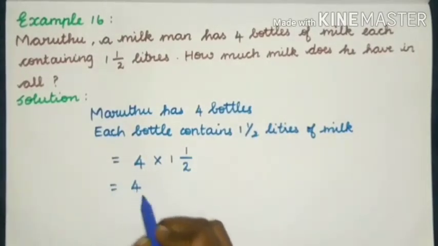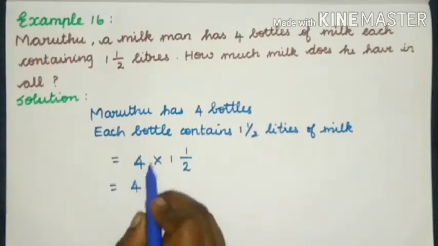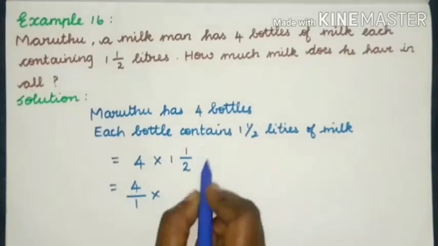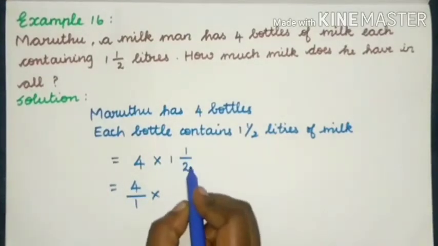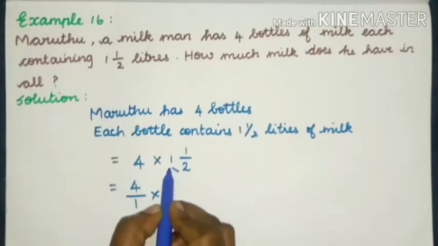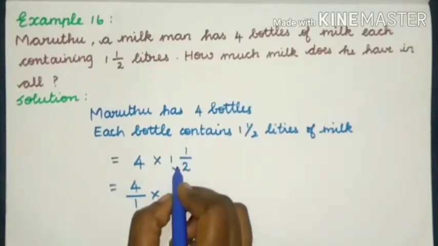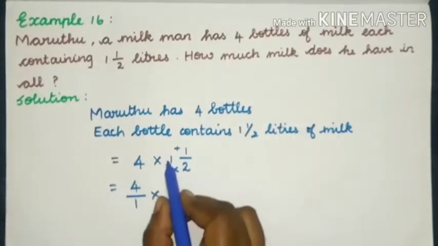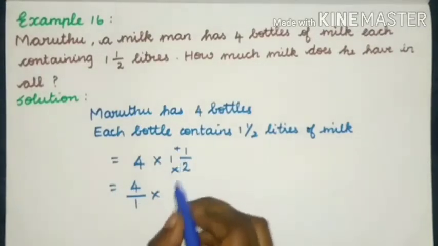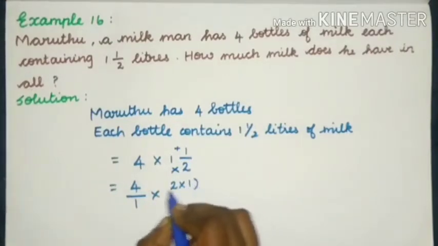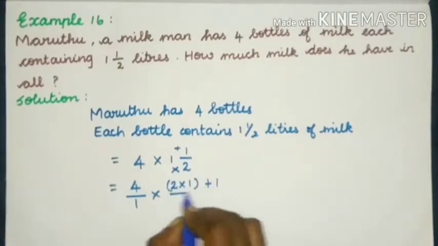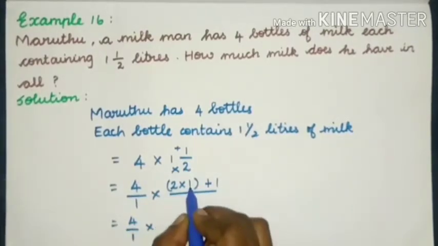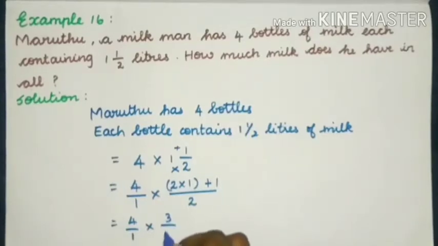First we have to represent this whole number 4 as 4 by 1, and you have to change this mixed fraction into an improper fraction. First you have to multiply these two terms and add the numerator. 2 ones are 2, 2 plus 1 is 3. That is (2 into 1 plus 1) divided by 2. So 4 by 1 into 3 by 2.